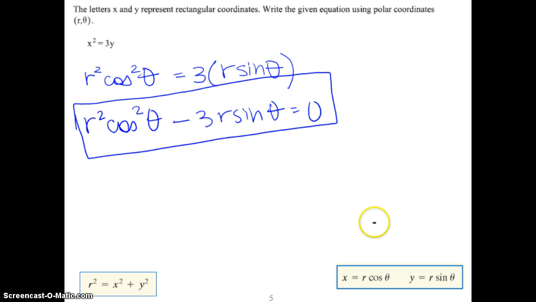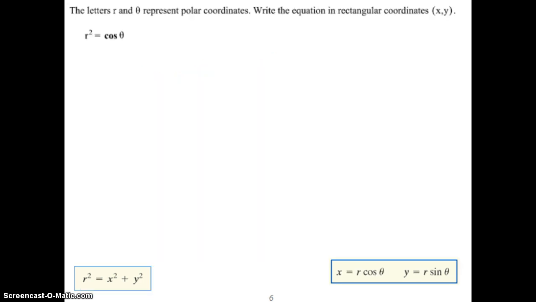And now moving on to our final problem. The final problem has a little bit more to it. This problem says r squared equals cosine theta. And in this case, we're actually converting from polar back to rectangular. Same process, but we're going in the opposite direction. Do you see r squared can be replaced with x squared plus y squared, but cosine theta, there's nothing that you can really replace that with. X is r cosine theta, not just cosine theta.